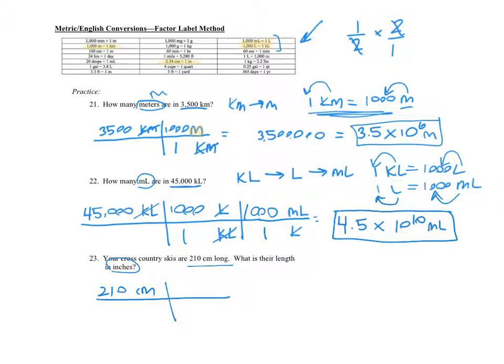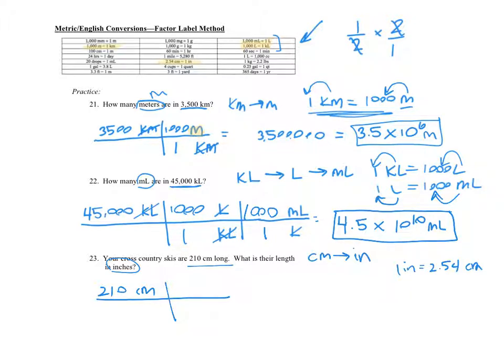So I only really need one conversion here. I'm going to go from centimeters to inches. Again, sometimes it's one step, sometimes it's two steps, it can be 3 or more steps. It just depends on what your conversions are. So I'm going to use the 1 inch equals 2.54 centimeter conversion. Follow the same rules.